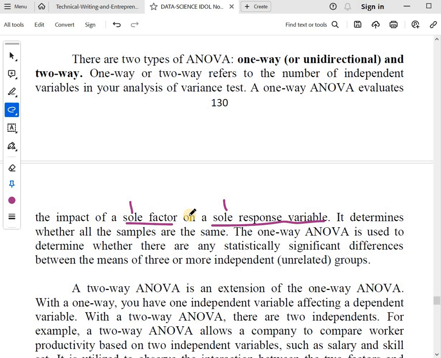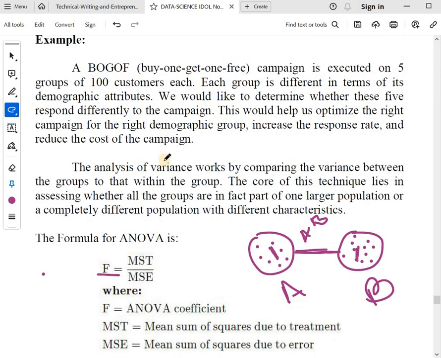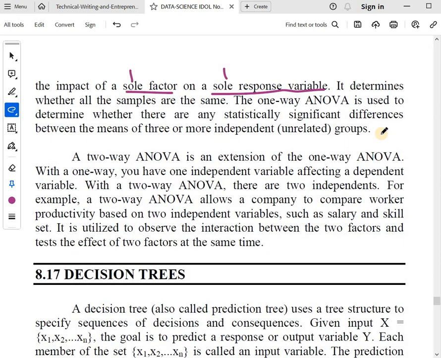Okay. Now, it will determine or it will work to check if all the samples are same or no. Okay. Abhi one-way ANOVA is also used to determine whether there are any statistical significant differences between means of 3 or more independent, that is unrelated groups. अभी यहाँ पे हम लोग ने 5 ग्रुप्स का एग्जाम्पल लिया था कि 100 customers के 5 groups are there with me and I am trying to judge what is the difference between those 5 groups so that I can have right campaign for each of those 5 groups. Okay, this is one way ANOVA.